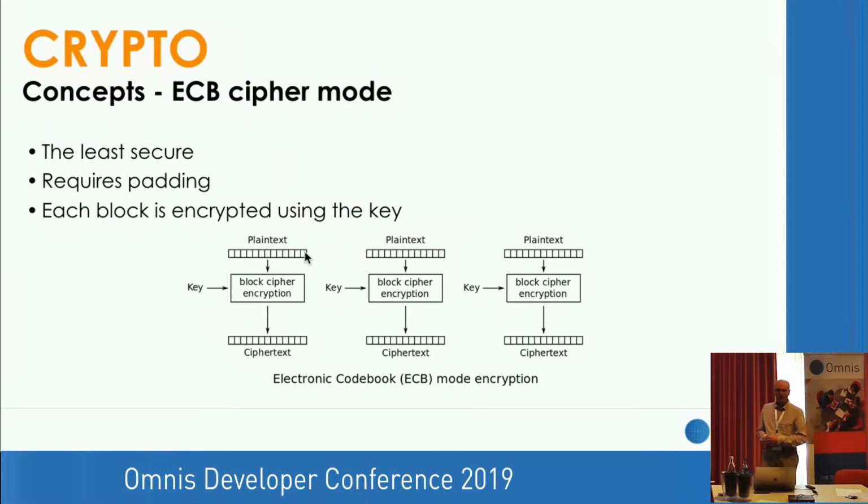Now just to go through the different cipher modes. Electronic codebook is the least secure. The reason it's the least secure is that every block is encrypted individually, and if you have the same data in 2 blocks, there's no difference in the output ciphertext. What is generated is always going to be the same. So there is the potential for someone trying to break this, seeing patterns in the data and possibly using that as a means of trying to figure things out. So basically in this mode each block is just encrypted using the key, and it requires padding.